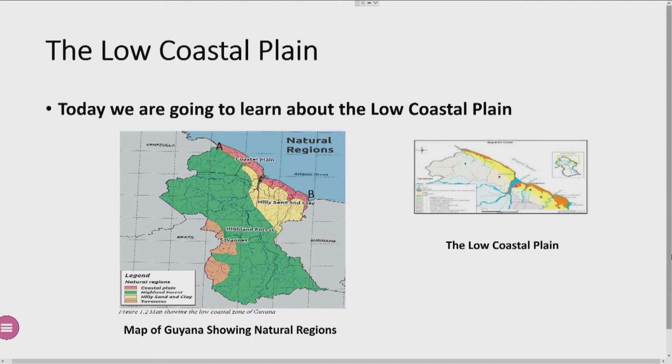What do we call that point? Point Playa. And then we have B. If you look straight across where B is, that's the length, and the low coastal plain ends there, and that part is the Corentyne River. So we have another map that is showing the low coastal plain in yellow and bits of orange. So our low coastal plain is that narrow strip of land from point A to point B.